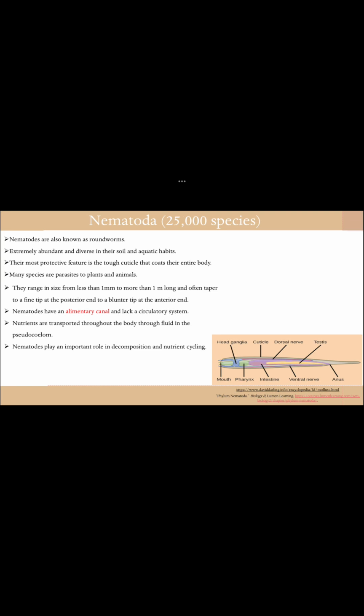Many species are parasites to plants and animals. They range in size from less than 1 millimeter to more than 1 meter long, and often taper to a fine tip at the posterior end and a blunter tip at the anterior end. Nematodes have an alimentary canal and lack a circulatory system. Nutrients are transported throughout the body through fluid in the pseudocoelom. Nematodes play an important role in decomposition and nutrient cycling.